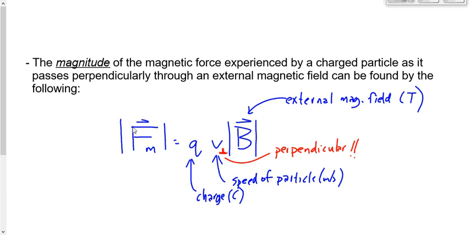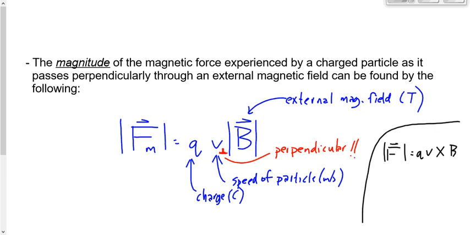Now, I'm going to write down something on the side here. You don't need to write this down. I just want to show you something with this. This equation is actually a simplification of the actual equation, but this is the form that we'll use in Physics 30. If you go on in physics, you're going to learn an equation for magnetic force. It's equal to Q times V cross B.